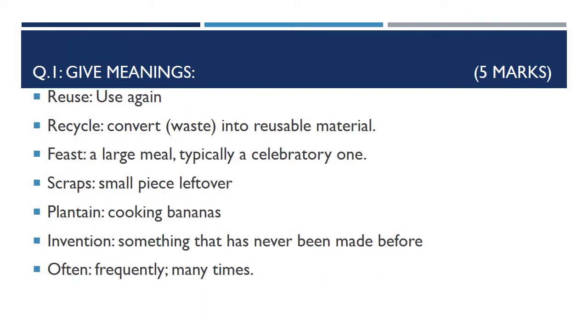Question 1 give meanings for 5 marks. First word is reuse, very easy, it means to use again. Recycle, do not write it as to cycle again. It means to convert waste into reusable material. Feast, a large meal, typically a celebratory one. Scraps, small pieces left over. And plantain, it means cooking bananas, bananas which are meant for cooking. Invention, something that has never been made before.